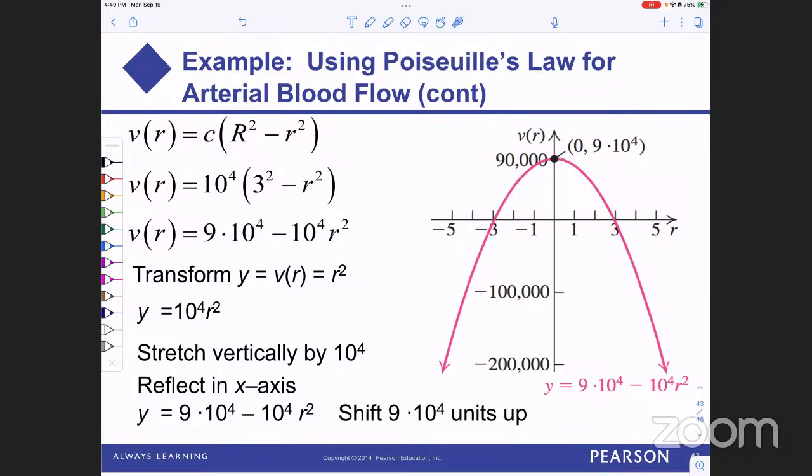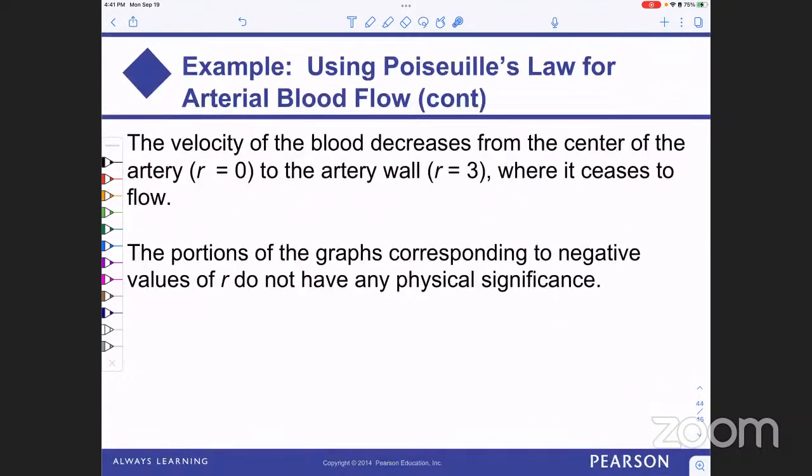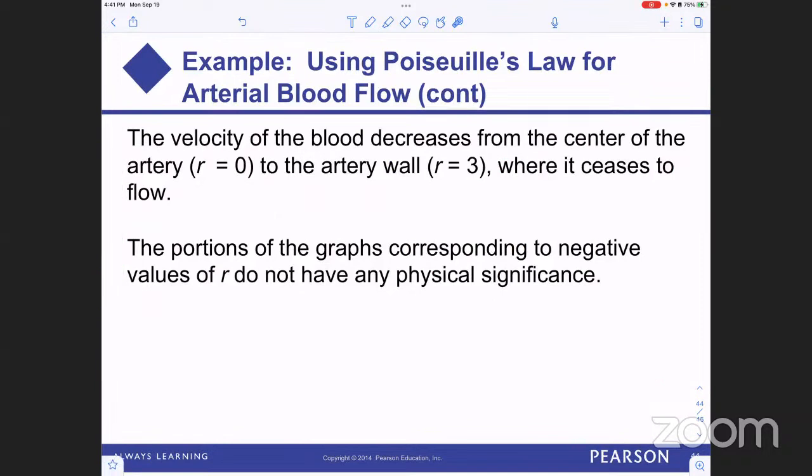Okay. And then you see it here. First you start with r squared. And then this says to stretch vertically by a factor of 10,000. And then that negative right here has us reflect over the x-axis and then go up 90,000 units. And then this is our graph. Okay. So we get that the velocity of blood decreases from the center of the radius. When the radius is 0, we have the highest blood flow. And when we're at the artery wall, we have the lowest blood flow, where it ceases to flow.